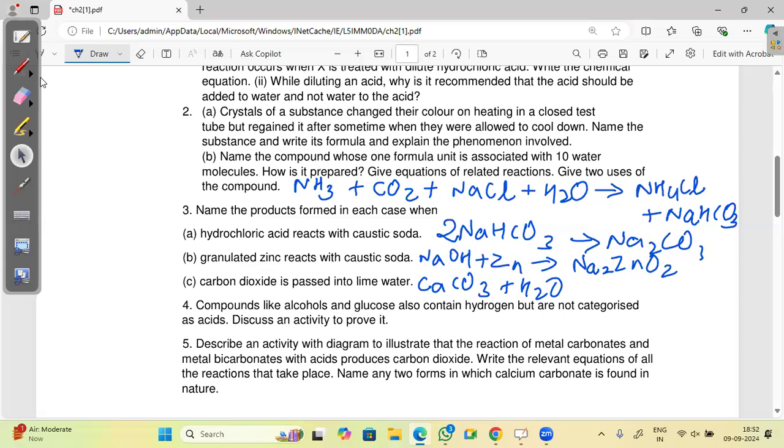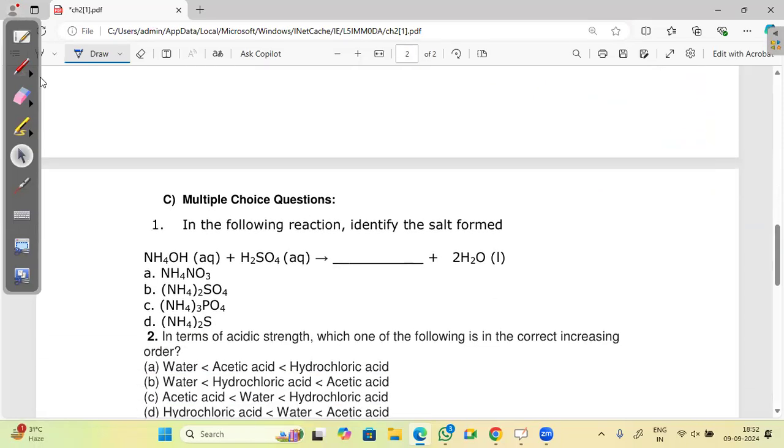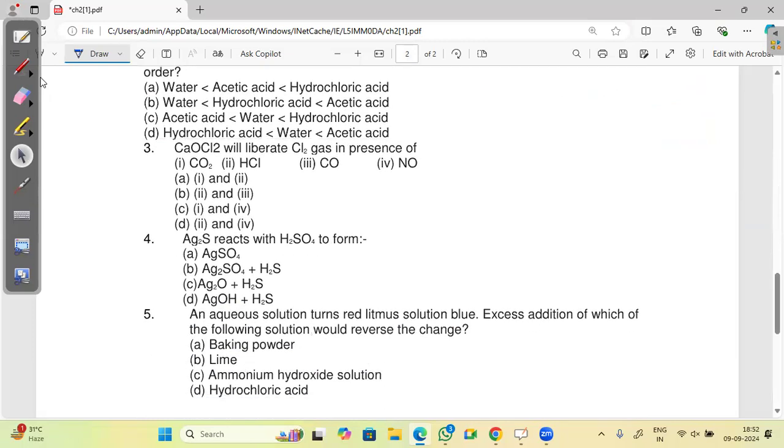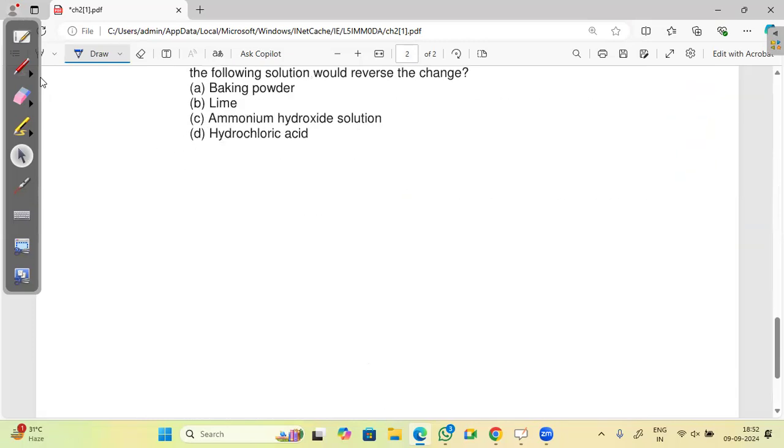Okay, so we have discussed almost a complete paper. A few of the questions are remaining, so try to complete them at your home. As an assignment, you can do the remaining questions.